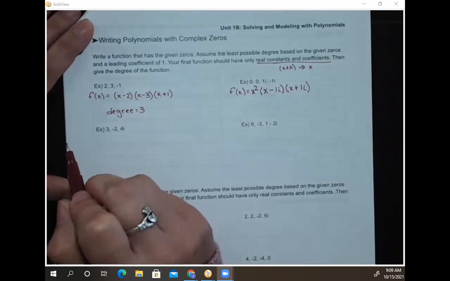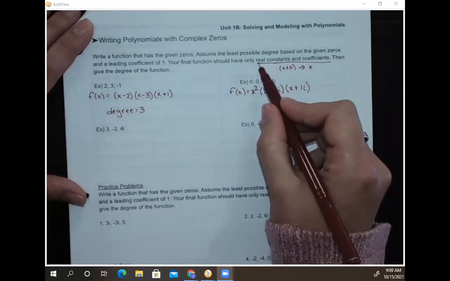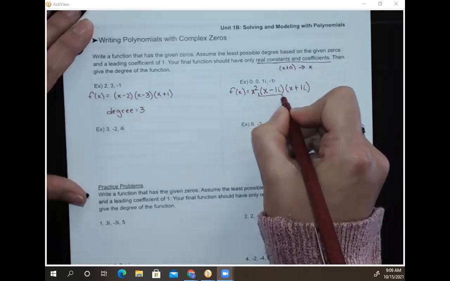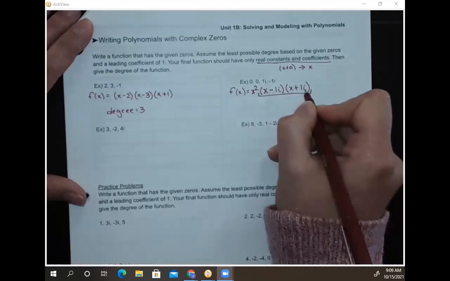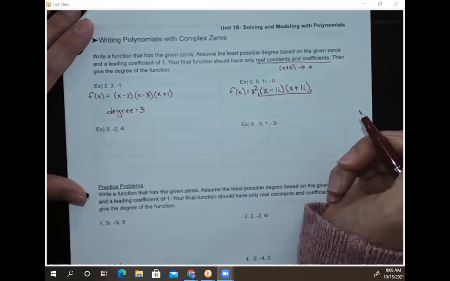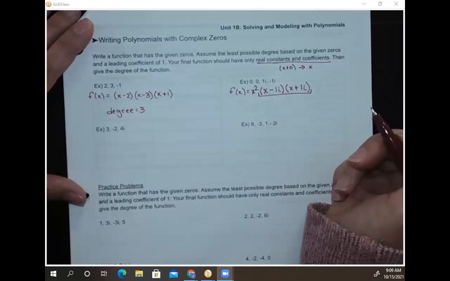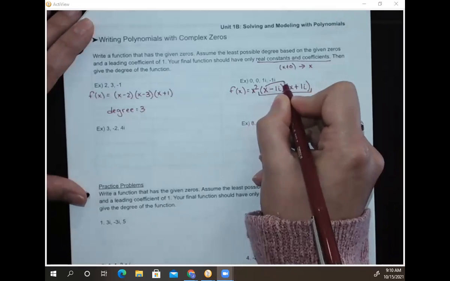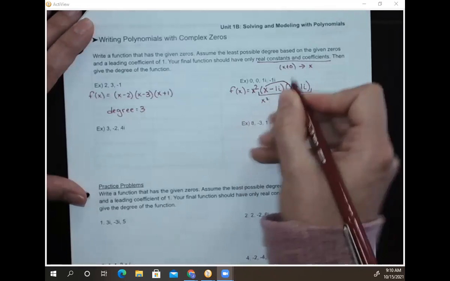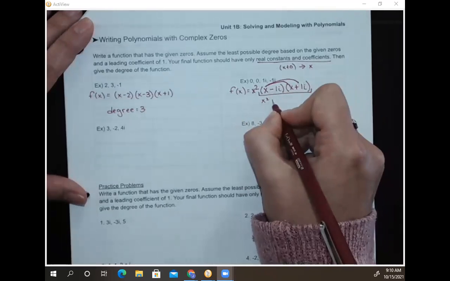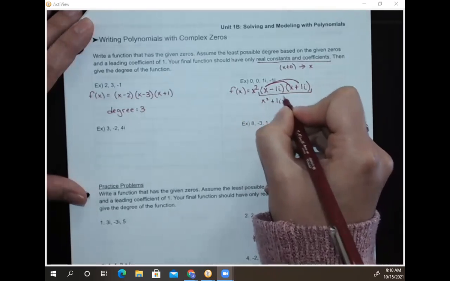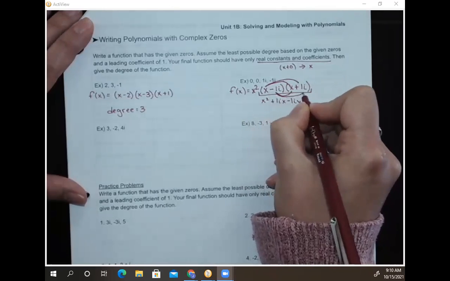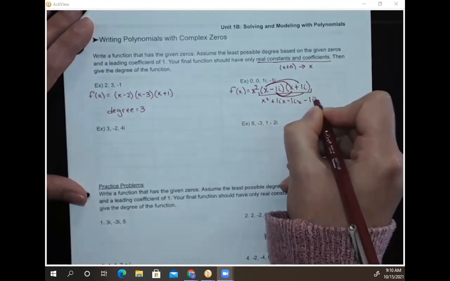But now I've got one more step to do. Because I want my function to have only real constants and coefficients, I've got to multiply these together so that I don't see those imaginary numbers. So I'm just going to distribute. We've done that before. I'm just distributing these two imaginary factors together. So I get x squared plus 1ix minus 1ix minus 1i squared.